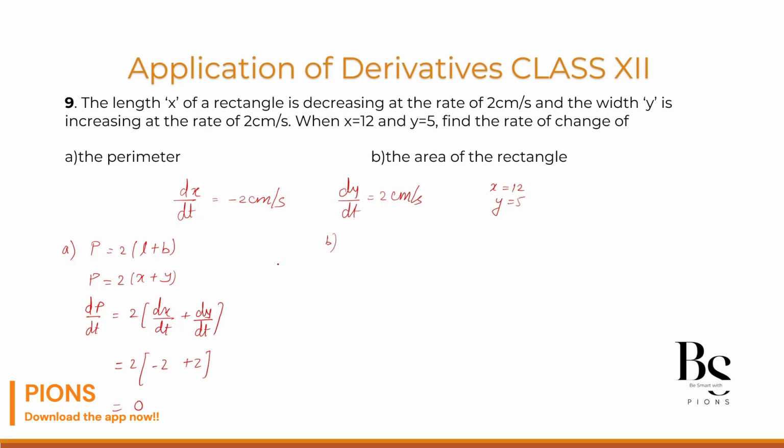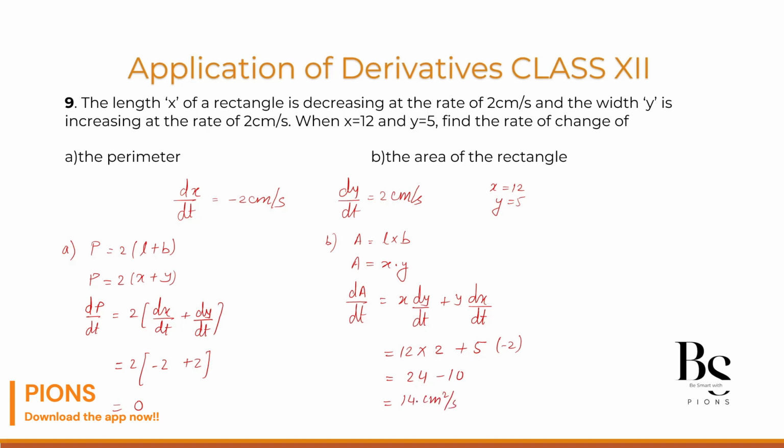Great. Let's see if the area of the rectangle is changing. So area is nothing but length into breadth, and that will be here x into y. So dA by dt will be equal to x dy by dt plus y dx by dt. x is nothing but 12 at that instant, dy by dt is 2, y is 5 at that instant, and dx by dt is minus 2. 12 2s are 24, minus 5 2s are 10. 14 centimeter square per second. This is the way area is changing for this given rectangle.